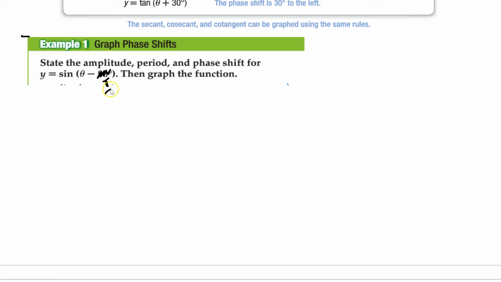Your book has a weird thing about degrees, no one graphs in degrees. So let me rewrite this. This is sine of theta minus pi over 2. So we treat everything the same. Let's find our amp. Amp is the number in front, so 1.